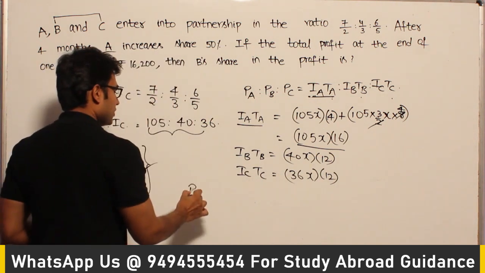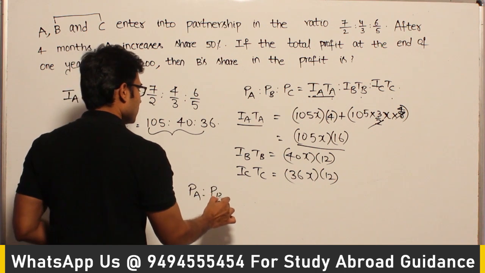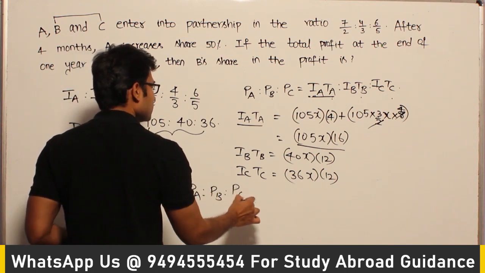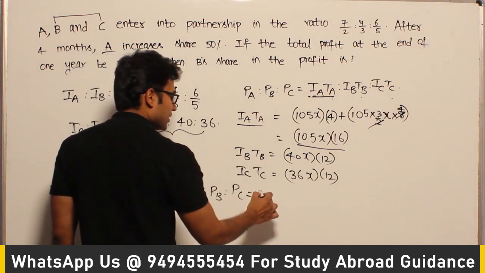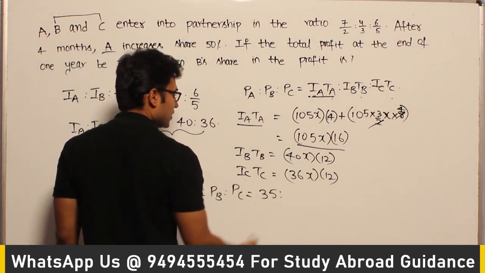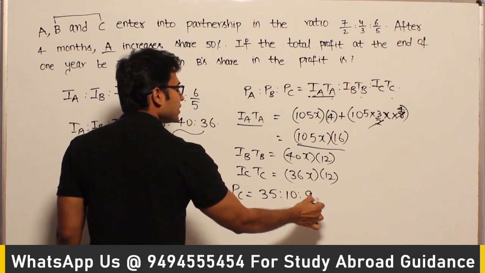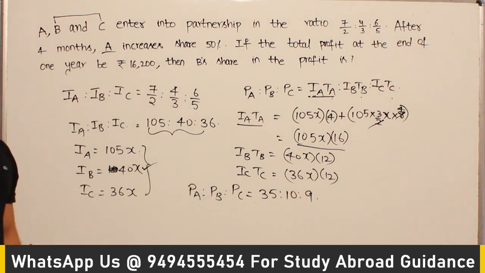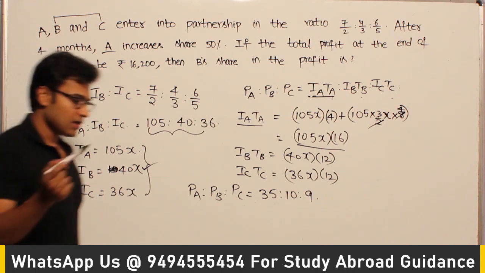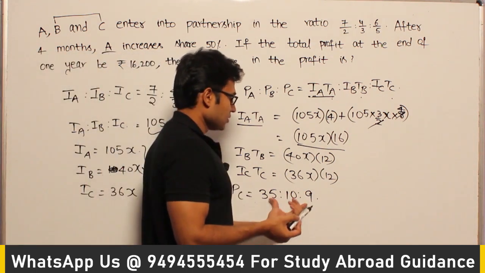Now if you want to find out the ratios, you have to find out the ratios between those three numbers. PA is to PB is to PC, which means this one is to this one is to this one, right? So you are going to get it as 35, you can solve it, is to 10, normal arithmetic, is to 9. So please solve it. So this is the ratio of profits that they are going to get. So the profit has to be divided in this ratio.